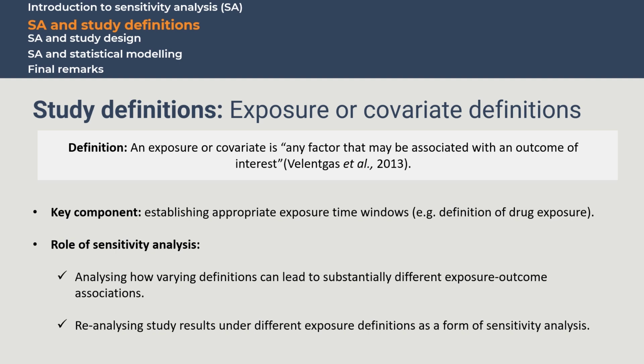This means we must often make decisions in the middle of uncertainty. So consider the definition of a drug exposure. We would have uncertainty about the most appropriate way to define an exposure window. We could look at daily or monthly exposure, or even cumulatively or within different time windows. But when we alter these definitions, we often see substantially different associations between exposure and outcome.